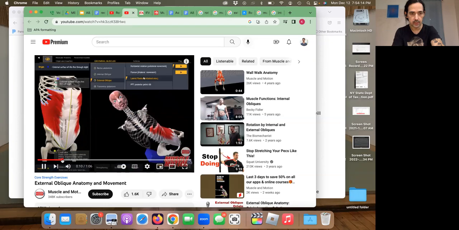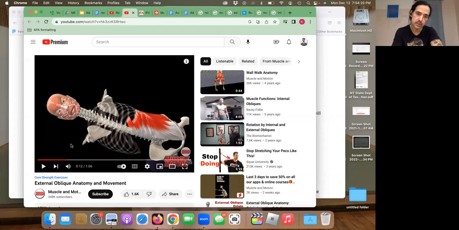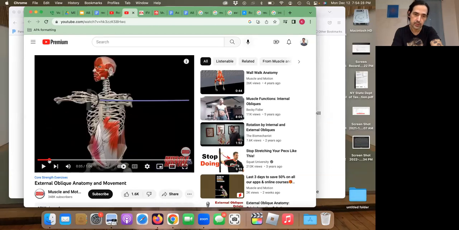That's the rectus abdominis. Yeah, that's the external oblique. This also is the external oblique, starts on the midline and goes upward. And this is the internal oblique starting on the midline and going downward. External starts in the midline and goes upward.